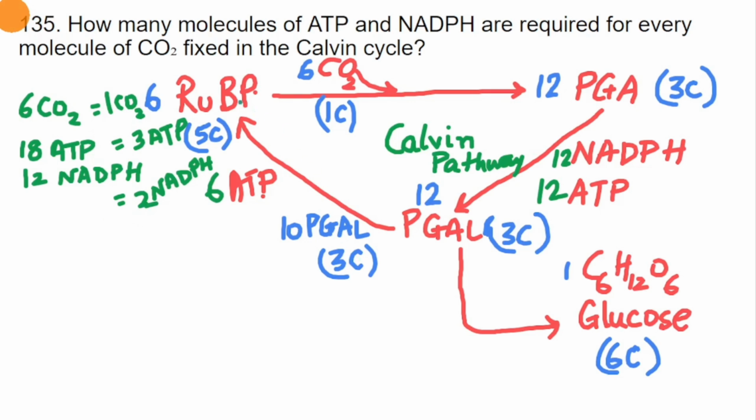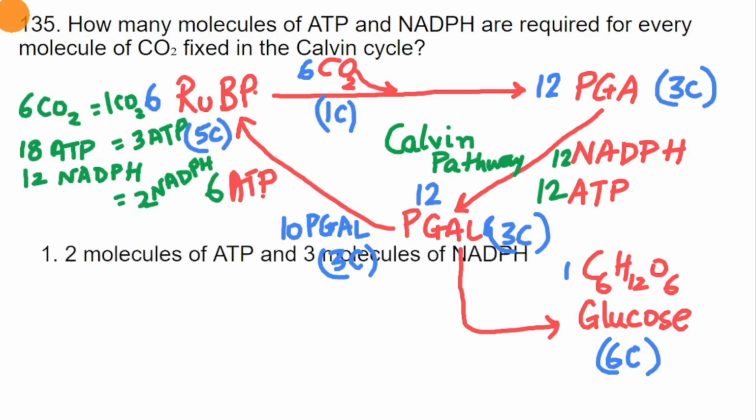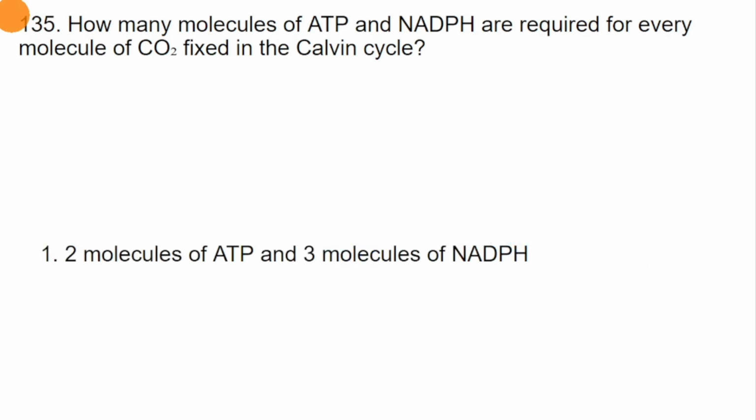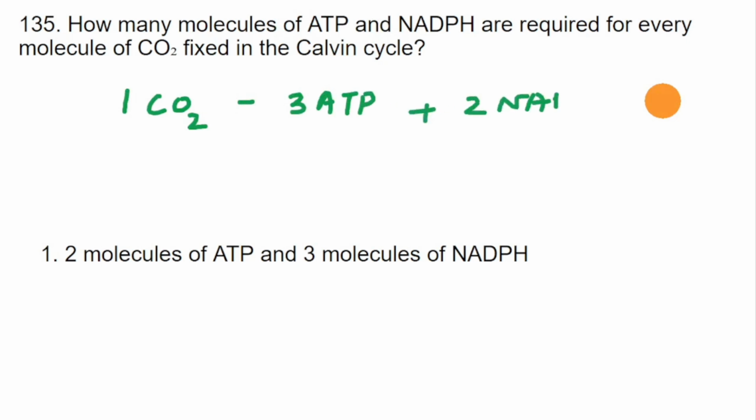So note it down and try to remember this in this format. In the beginning, you might feel this is difficult, but this is actually very simple. And revise it again and again, and it will give you clarity. Let's look at the options. Let me erase this. So our final answer was for 1 CO2, 3 ATP and 2 NADPH are needed.